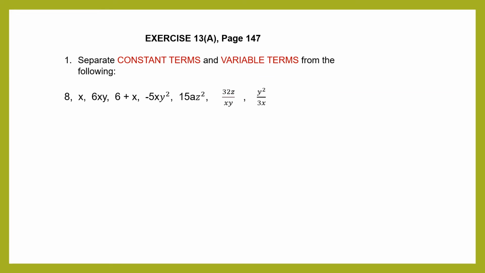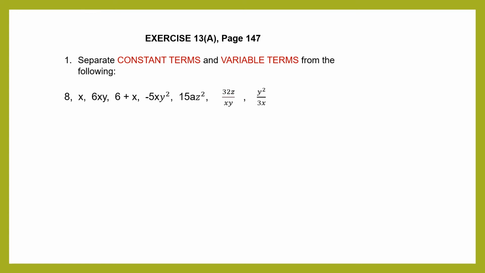Question 1. Separate constant terms and variable terms from the following. So we have a list of terms. We need to pick out the constant terms from these and the variable terms from these. So what are constants? All the digits that we use in arithmetic from 0 to 9 and all the numbers formed by these digits, they all have a fixed value. So they are said to be constant. So they are the constant terms. So all numbers are constant terms.